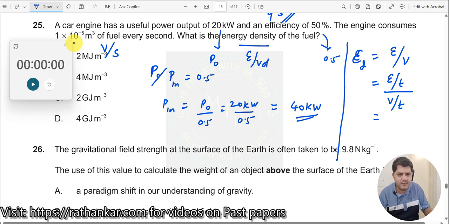What is energy by time? Power. Which power? Input power. So fuel makes the automobile run. Therefore, the input power you already found out, it should be 40 kilowatt divided by the meter cube per second, volume per time already given here, 10 power minus 5.